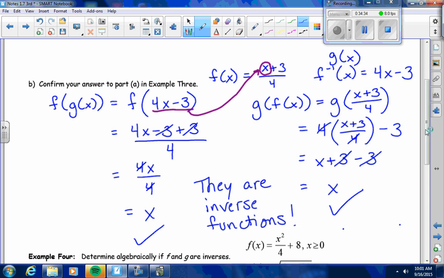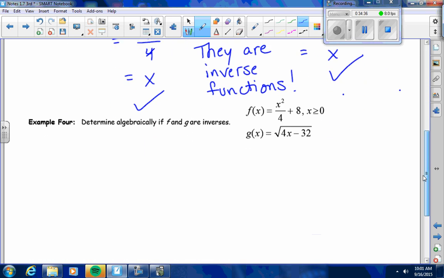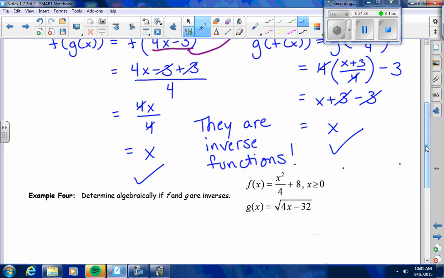Okay. Example 4. Example 4 says determine algebraically if f and g are inverses. F of x equals x squared over 4 plus 8, but only when x is greater than or equal to 0. And g of x equals the square root of 4x minus 32.